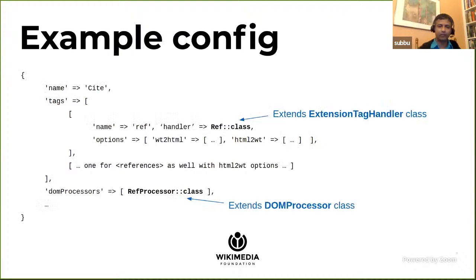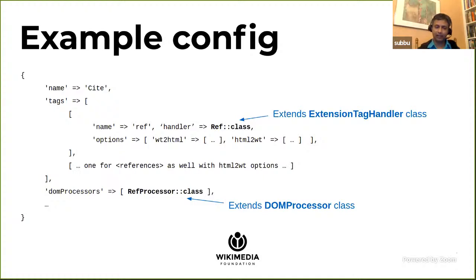Let's look at an example. This is an example for the Cite extension. This is something that's currently in production, and it's been in production for a long time. It declares the name of the extension, Cite, and it lists a bunch of tags that the extension declares. There are two array entries, one for ref, the other for references. You have a name, which is ref, and you specify a handler. Here I've inlined the name of the class, but it can also be an object factory declaration again, and it's expected to return an implementation of the extension tag handler class.